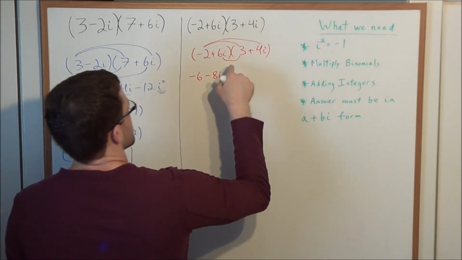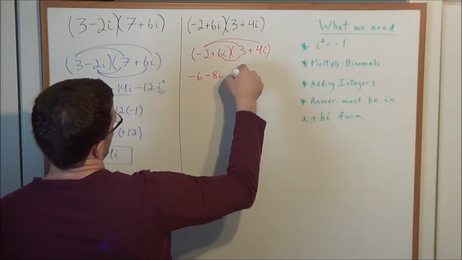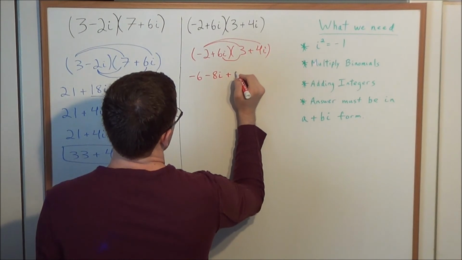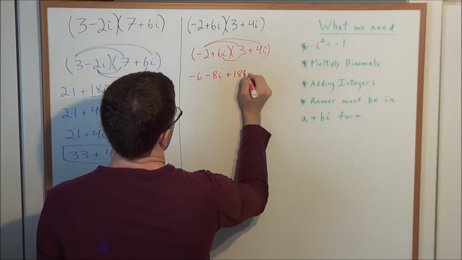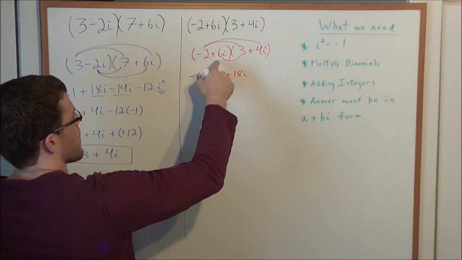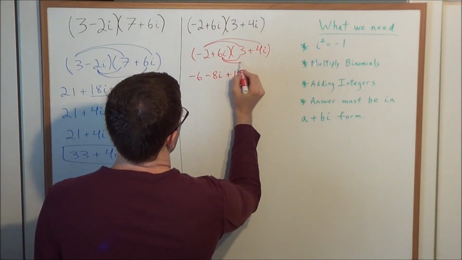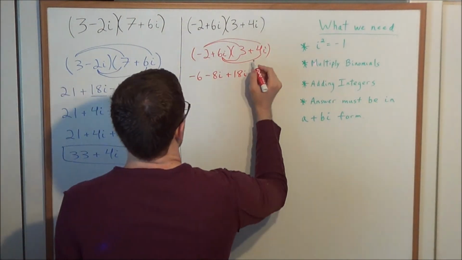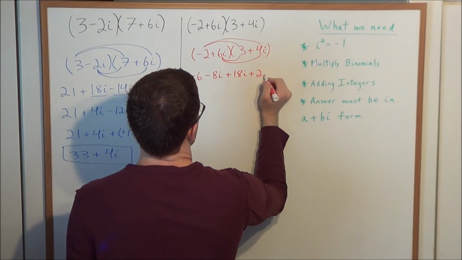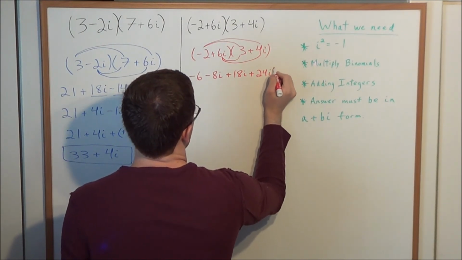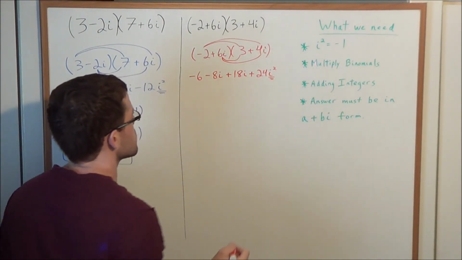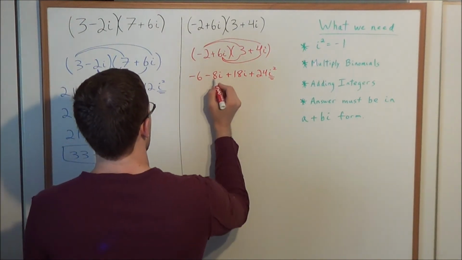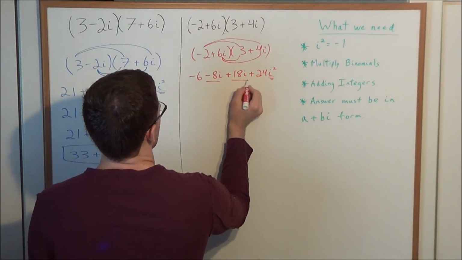Now we have a positive 6i times a positive 3. This is going to be a positive 18i. And next we have a positive 6i times a positive 4i. Well, 6 times 4 gives us 24. i times i gives us i squared. And now once again we need to substitute for this i squared. And we can also in the next line combine like terms.